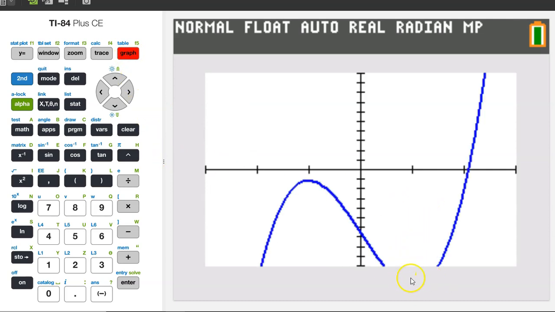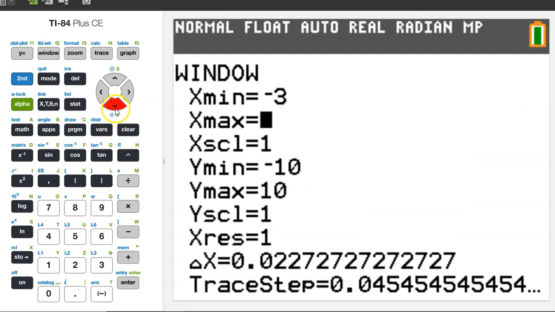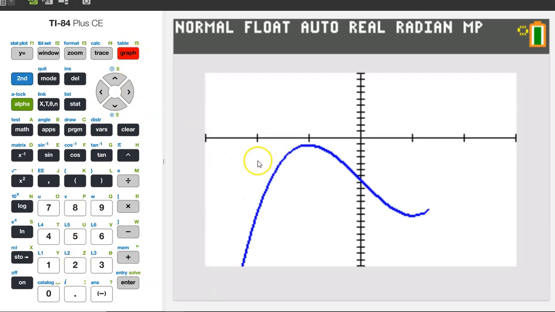Okay, pretty good. It looks like I'm missing a relative min over here on the right hand side, so I'm going to drop the minimum y value down somewhat. So I'm going to go back to the window. I'm going to turn y min to -20. And that should do it. Alright, now we are ready to go.